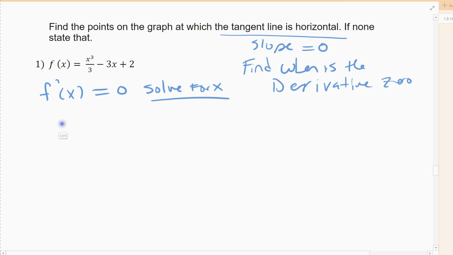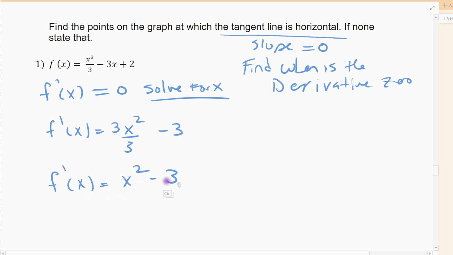All right, so the derivative is just the power rule. I pull my 3 out, so I'm going to write this down because sometimes students struggle with this. So 3 comes out, so it's x to the second divided by 3. So those 3's are going to cancel out. They're going to reduce. Negative 3. So my derivative simplifies to x squared minus 3. All right, first step, find the derivative. Second step, set it equal to 0 and solve for x.